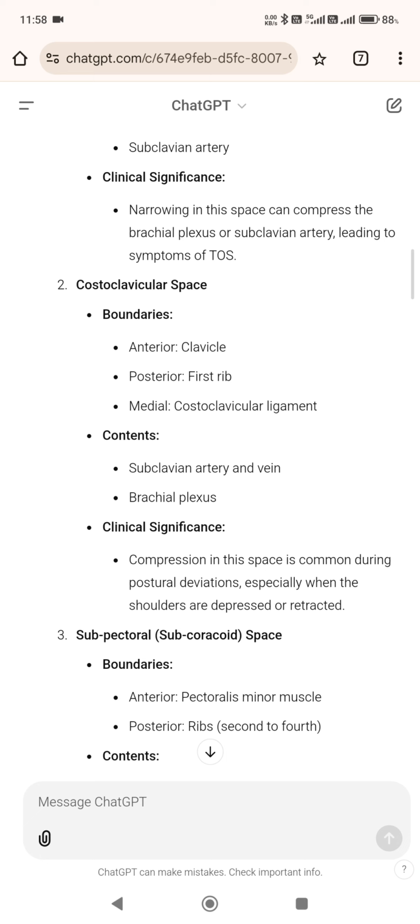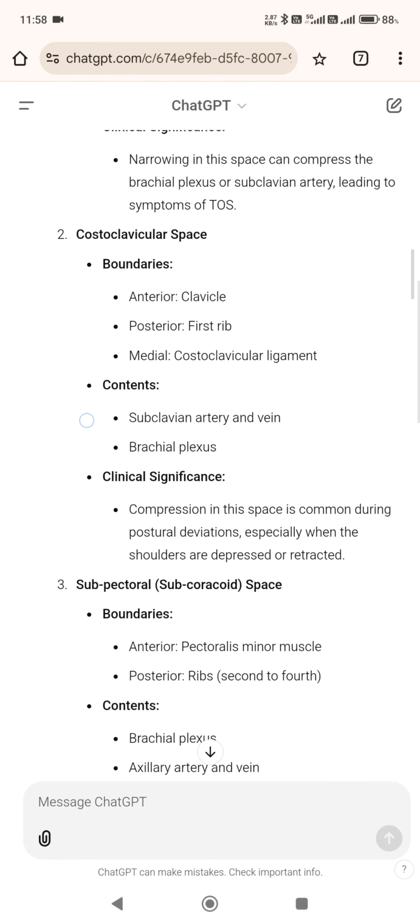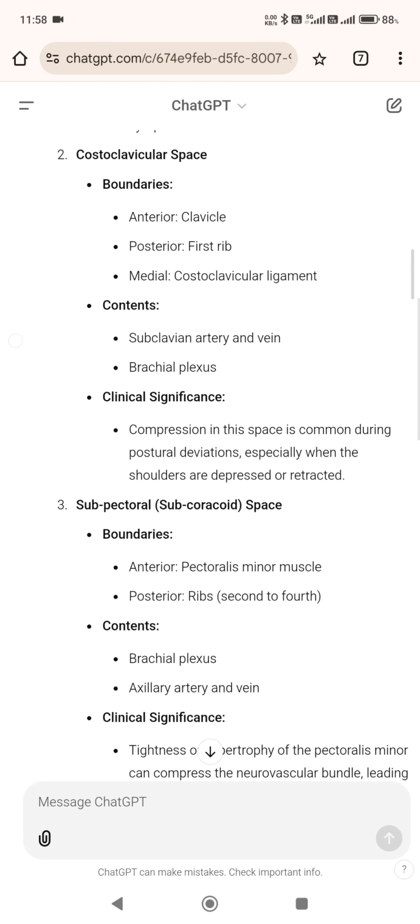Two, costoclavicular space. Boundaries: anterior, clavicle; posterior, first rib; medial, costoclavicular ligament. Contents: subclavian artery and vein, brachial plexus. Clinical significance: compression in this space is common during postural deviations, especially when the shoulders are depressed or retracted.